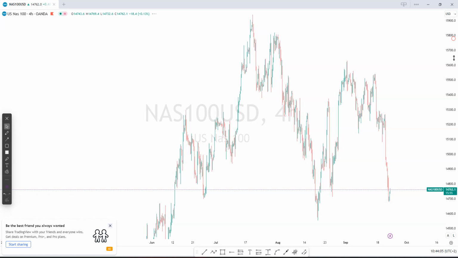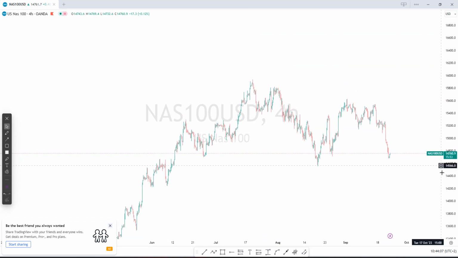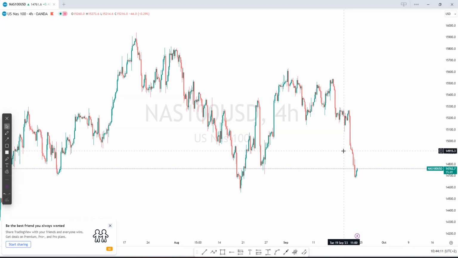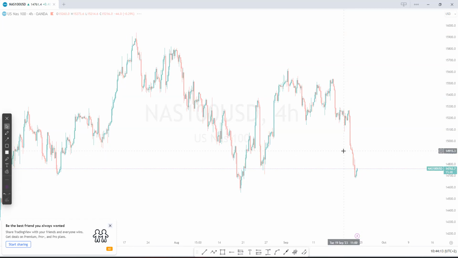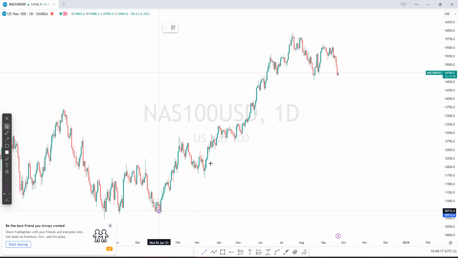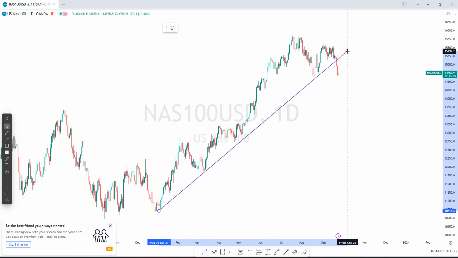So now we are actually on NASDAQ. Let's see what's really happening on NASDAQ. Okay, I think I deleted what we had as support and resistance, but what we had here was a sort of a support like that, you see.